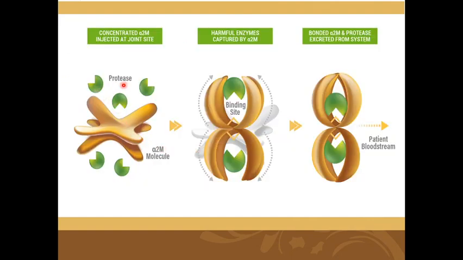Here we can see protease, right? ये देखो, ये protease घूम रहा है and it is a tetramer. 1, 2, 3, 4. ठीक है? 1, 2, 3, 4, tetramer, right? And this tetramer binds with the harmful enzymes. The tetramer binds the harmful enzymes, and this way the bound protein is excreted from the system. It removes this from the blood.